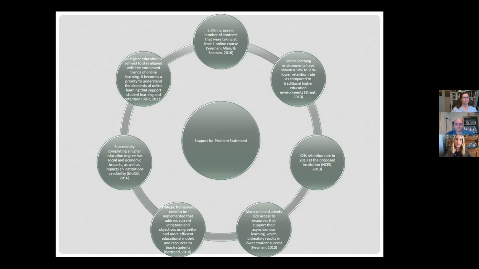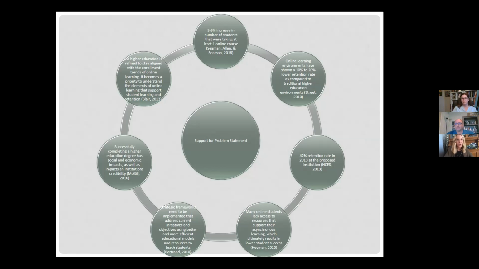The online learning rate at the proposed institution that was reported in 2013 is actually 42%. In looking at this program review, the reporting research shows us that many students lack the resources they need to be successful with online learning. Additionally, supporting this is the fact that we know these online supports have to be consistent, structured, and readily available to the students.